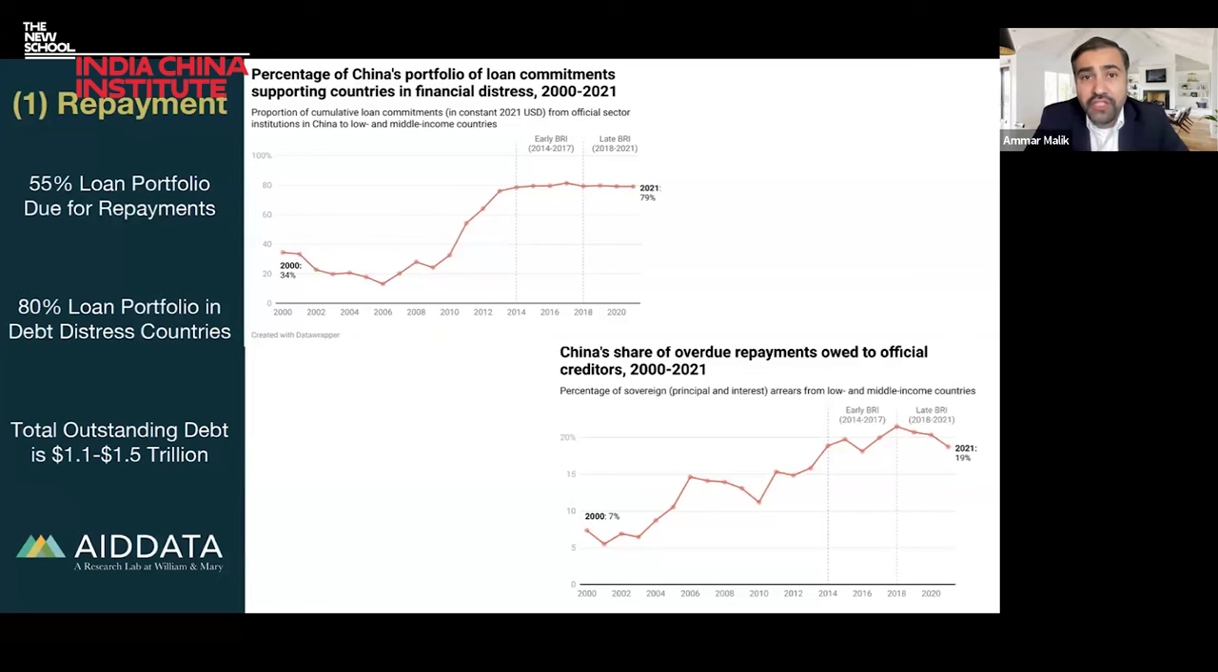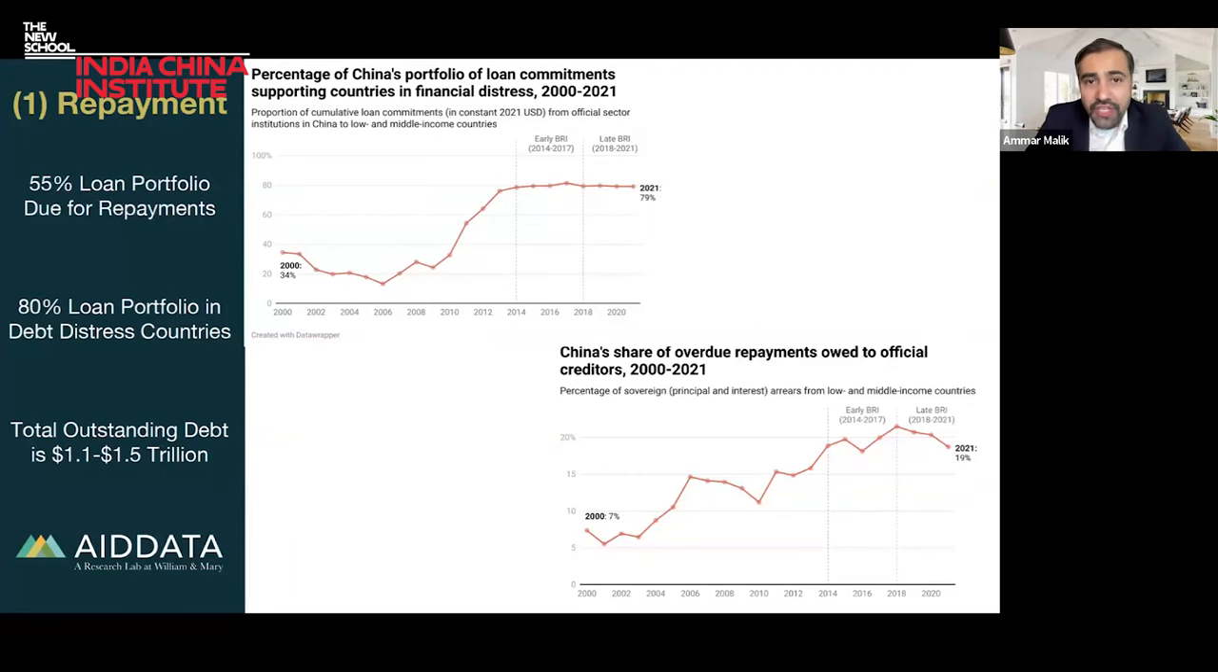First big risk that the Chinese are facing is repayment. 55% of the loan portfolio around the world. Remember, I was talking about a $1.34 trillion portfolio, out of which about a trillion are loans. More than half of that is now due for repayment. So the era in which China was committing money to the developing world, I think, has pretty much slowed down or come to an end as far as large infrastructure projects are concerned. Now it is time for money to come back to China.